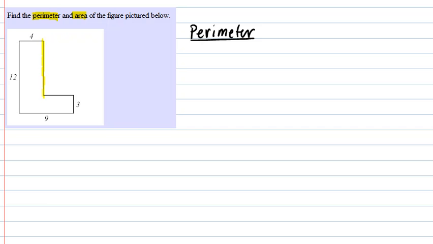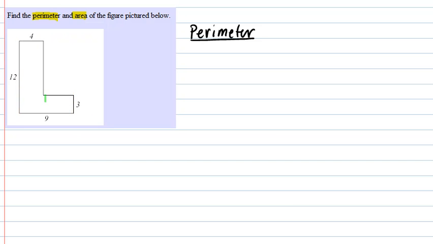The first one I've highlighted in yellow here. Well, I think you would agree if you look at the vertical distance, because I've got a 12 as a vertical distance on the left-hand side, then this missing vertical distance along with the 3 have to add up to 12. So that would make this missing side 9.